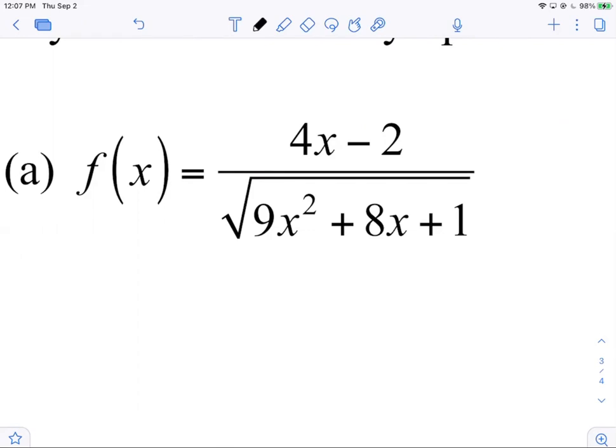But look at the top, 4x to the first. If I plug in a negative huge, it's going to be negative, right? If I plug in a positive huge, it's going to be positive.